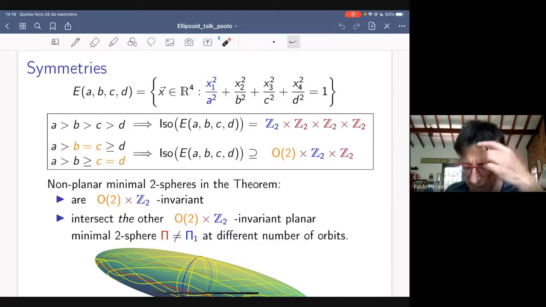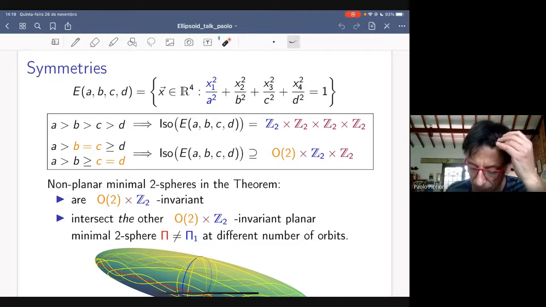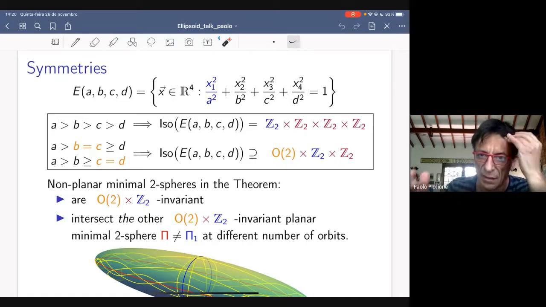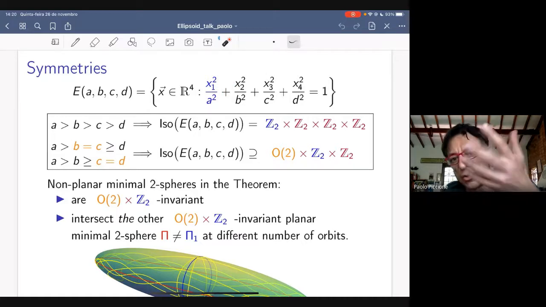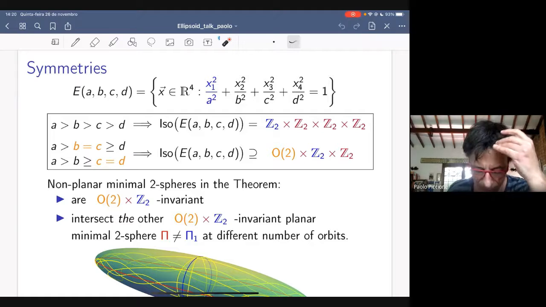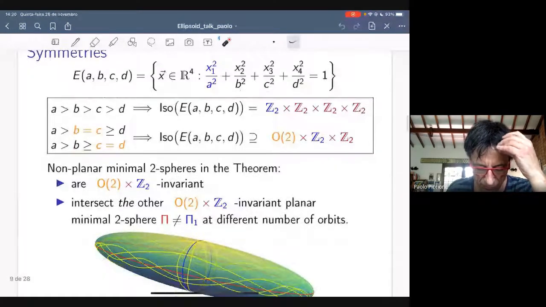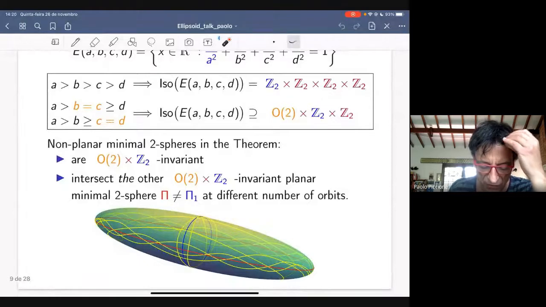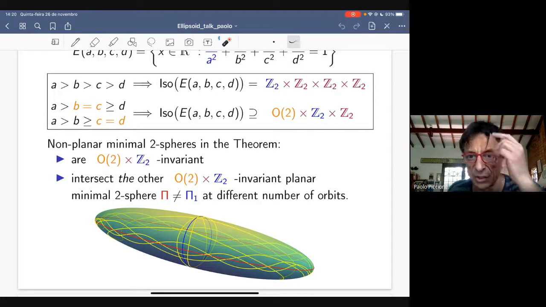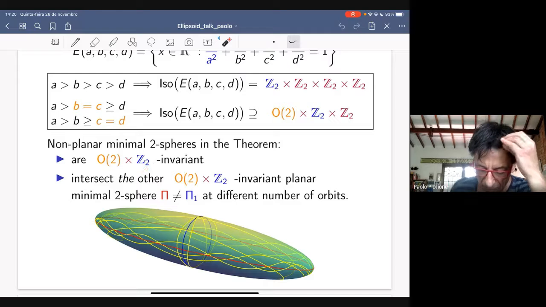There are not only reflections around the planes, the axes, but also you have a rotation in the plane generated by two of these four coordinates. Okay. So our minimal two spheres, in fact, will be invariant by this action of O2, and also invariant by reflection around this plane here. Okay.